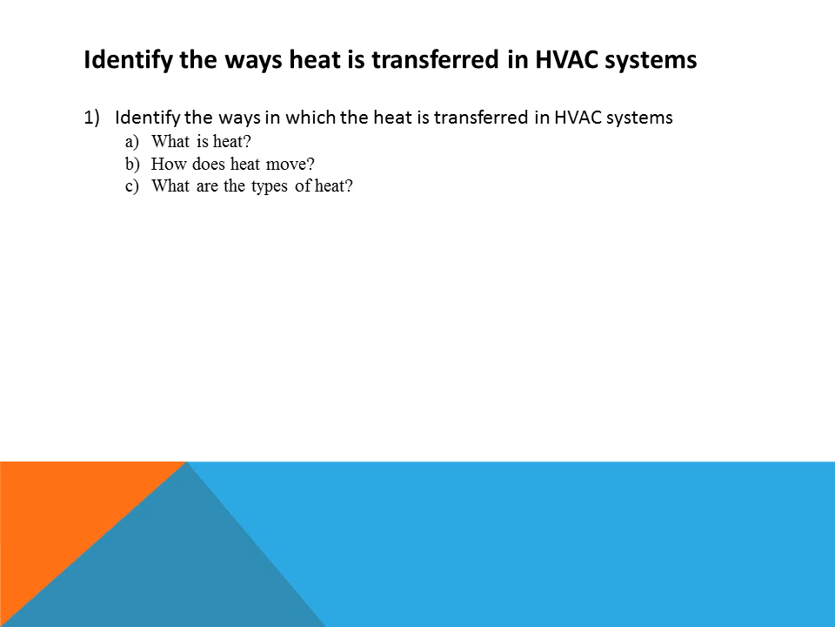So what are the types of heat? Basically, there are two types of heat. Sensible heat, which is heat that we can measure with a thermometer. And there's latent heat, which is the type of heat we cannot measure with a thermometer, but is the heat that will change the state of a substance or matter.